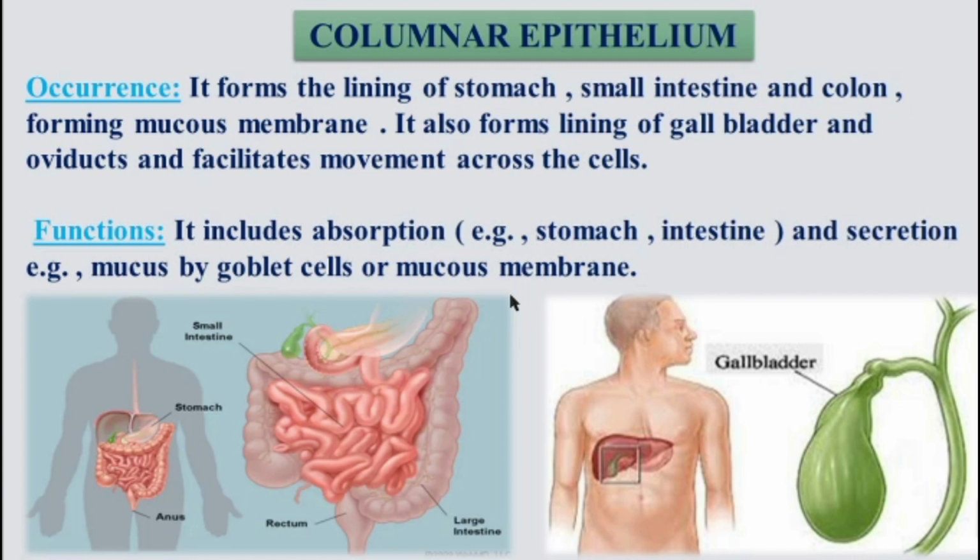Absorption means that in the digestive system, the food is digested and then absorbed with the help of this columnar epithelium. The nutrients and energy are absorbed and mixed with the bloodstream. It is a very important function of columnar epithelium.